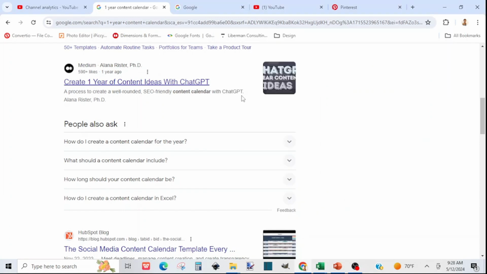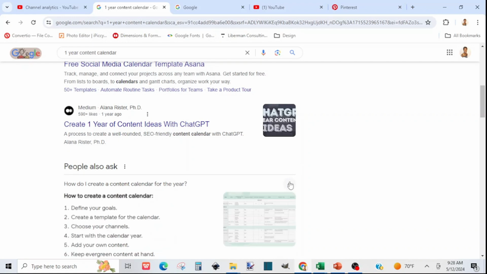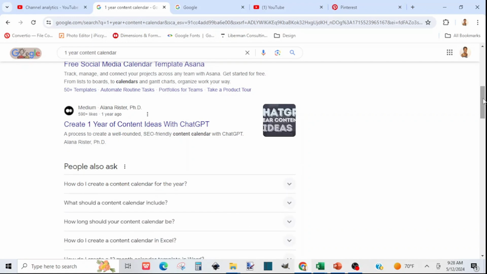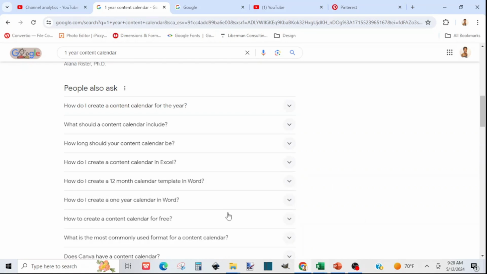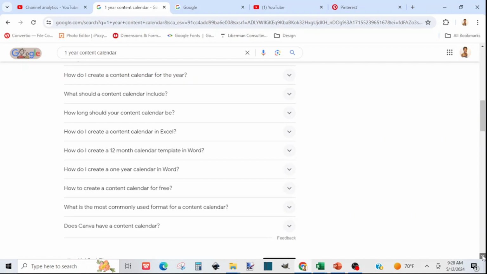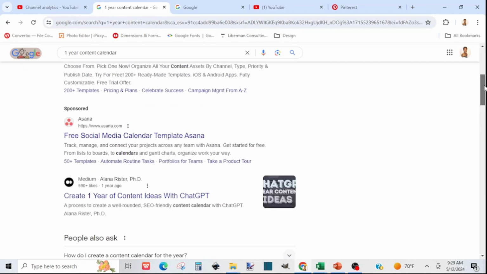And if I want more questions, I will click on that. So, in Word, how do I create a 12-month calendar template in Word? Okay, in Excel. And you get the idea. What is the most common format for the content calendar? And then I will just keep doing that for the topic.